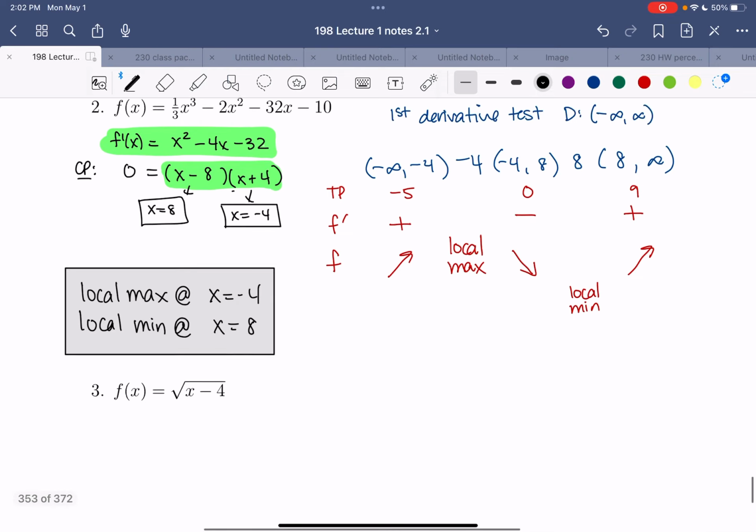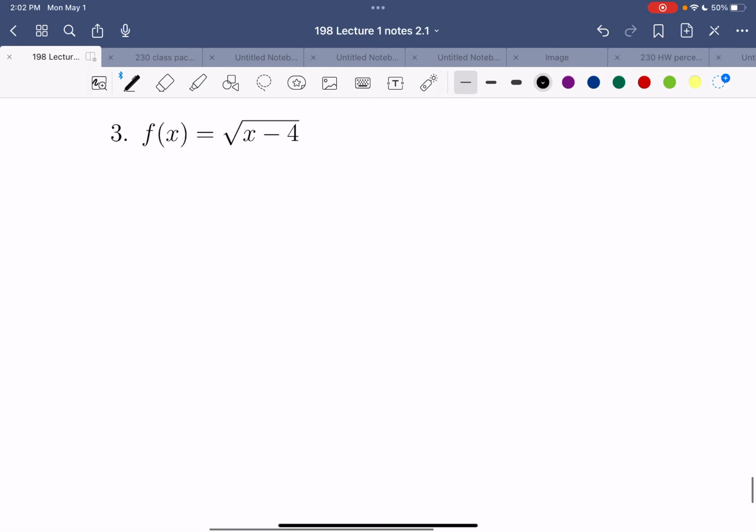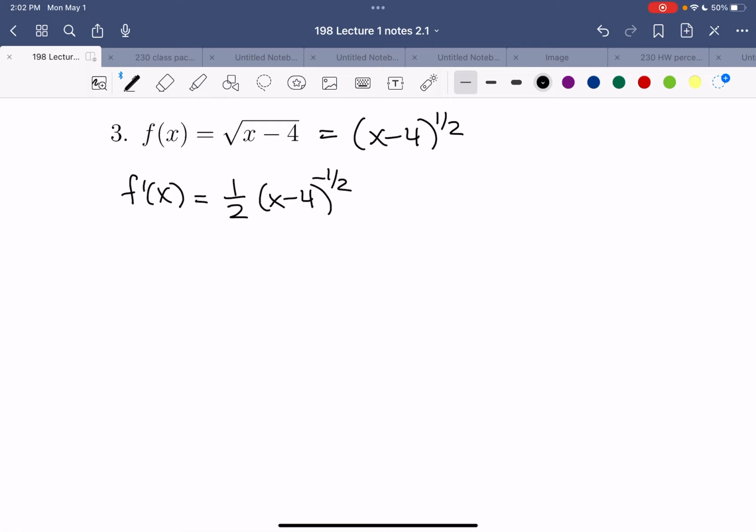Number 3 then is a little bit trickier because it's not a polynomial. If we want to start taking the derivative here, the first thing I'm going to do is rewrite this as x minus 4 to the 1/2 so that I can take my derivative. When I take my derivative, I get 1/2 x minus 4 to the -1/2 times the derivative of what's inside, but the derivative of what's inside is just a 1. So if I rewrite this, this is 1 over 2 square root of x minus 4.